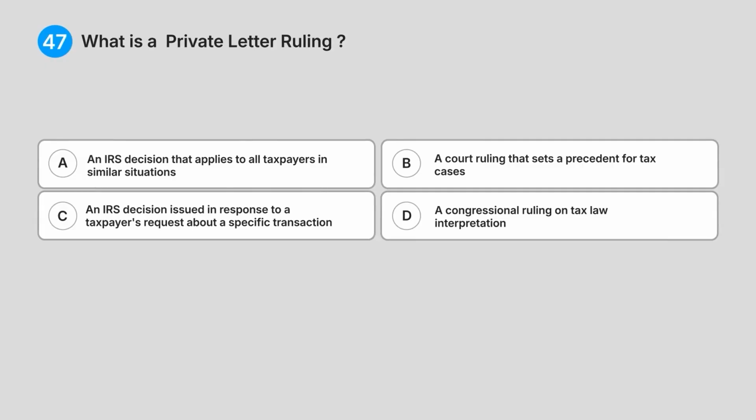47. What is a private letter ruling? A. An IRS decision that applies to all taxpayers in similar situations. B. A court ruling that sets a precedent for tax cases. C. An IRS decision issued in response to a taxpayer's request about a specific transaction. D. A congressional ruling on tax law interpretation.